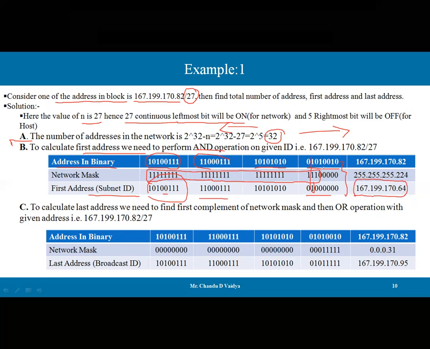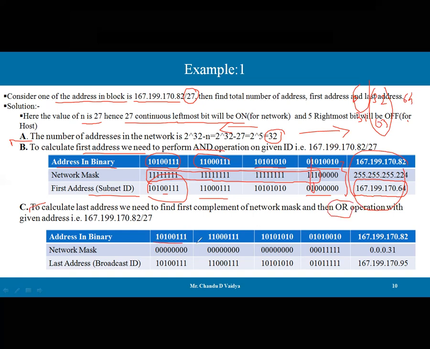The blocks will be 0 to 31, then 32 to 63, and the next will start from 64 onwards. So 32 addresses will be in each block. And what have we selected? We have selected the block starting with address 64. Then how to calculate the last address? What is the trick for the last address? The operation will be OR. So what to take?